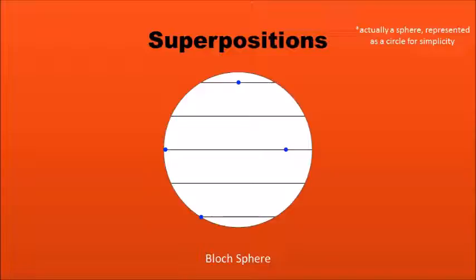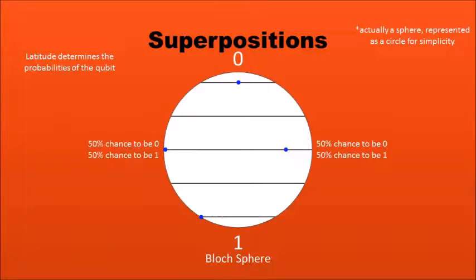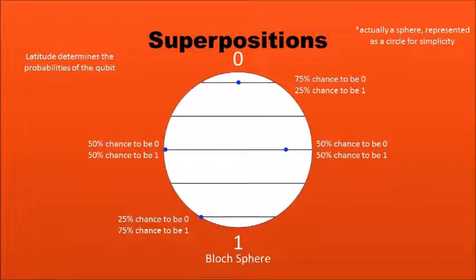The latitude of the point refers to the probability of the quantum coin being heads or tails, with tails being at the North Pole and heads being at the South Pole. The equator on this globe represents a 50-50 chance of the quantum coin being heads or tails, with latitudes closer to the North Pole having a higher chance to be tails, and latitudes closer to the South Pole having a higher chance to be heads. Note that all points on the same line of latitude have the same probability, as quantum coins can be distinguished from each other even if their probabilities are the same.